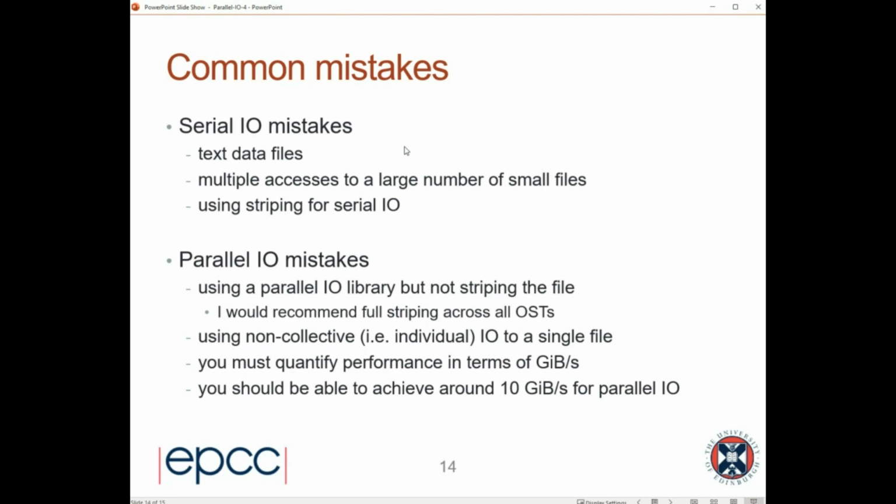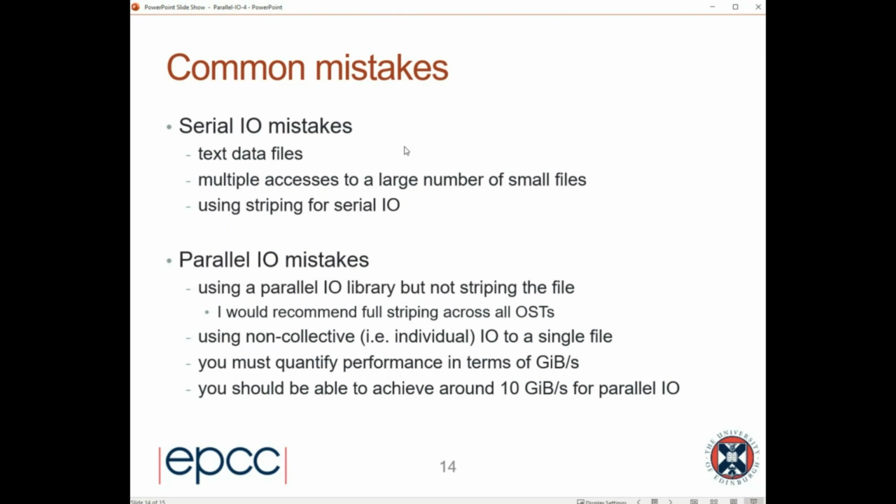And you must quantify performance in terms of gigabytes per second. So we sometimes get people sending queries saying my performance is very slow, it takes 5 minutes. I mean, that's not really helpful. We need to know. We had cases where people have said my I/O is very slow, and when you get into quantifying, it is in the tens of gigabytes per second, and you're saying, well, actually, that's quite good. So you should be able to achieve something around 10 gigabytes per second for parallel I/O.